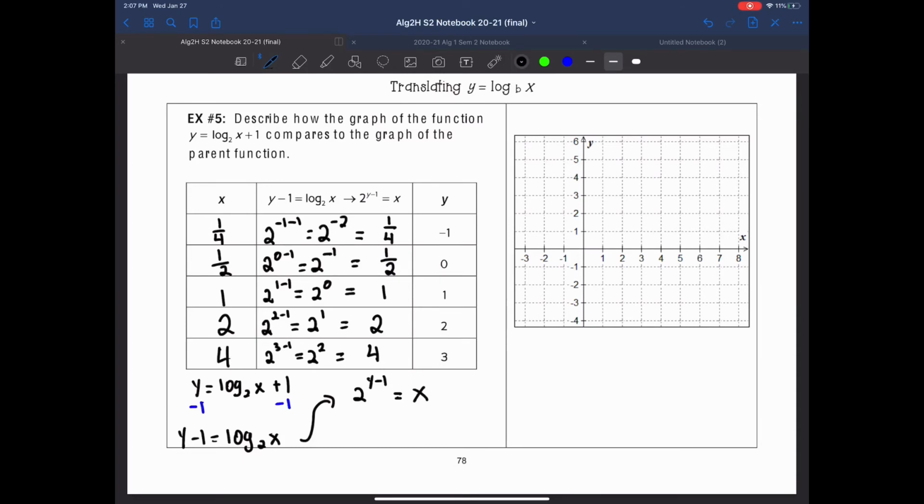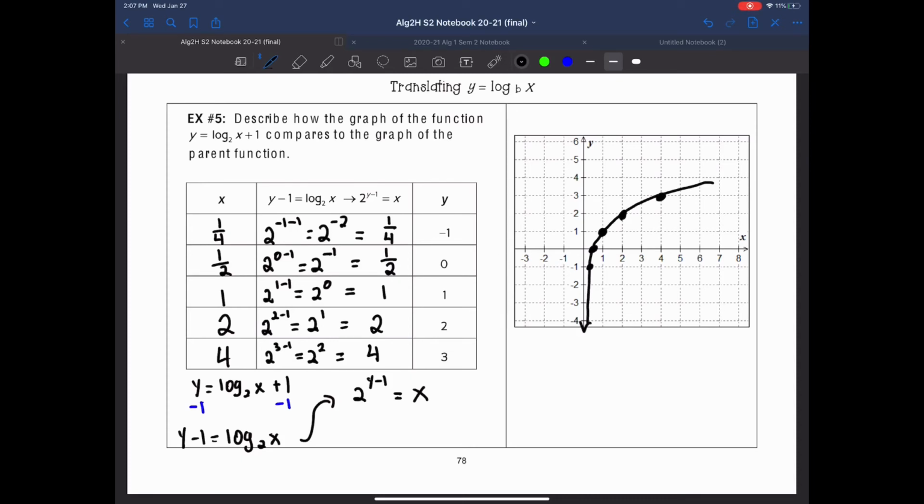Now I can go ahead and graph this on my coordinate plane. So let's plot those points. My first point is going to be 1/4 comma -1. So that's right about here. Then I have 1/2 comma 0. Then I have 1 comma 1, 2 comma 2, and 4 comma 3. I'm going to connect those dots using a smooth curve.